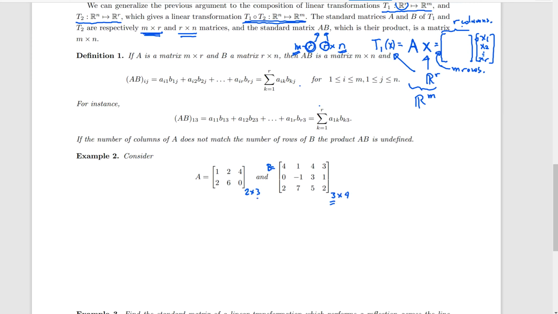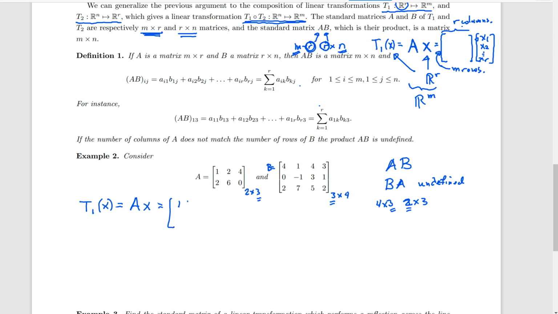So you see how these middle dimensions match. That means I'm going to be able to do the matrix multiplication AB. But if I try to do BA, B is going to be 4 times 3, and A is going to be 2 times 3. These don't match, so this is not defined. I cannot do this. If I think in terms of linear transformation, T1 of X would be A times X.